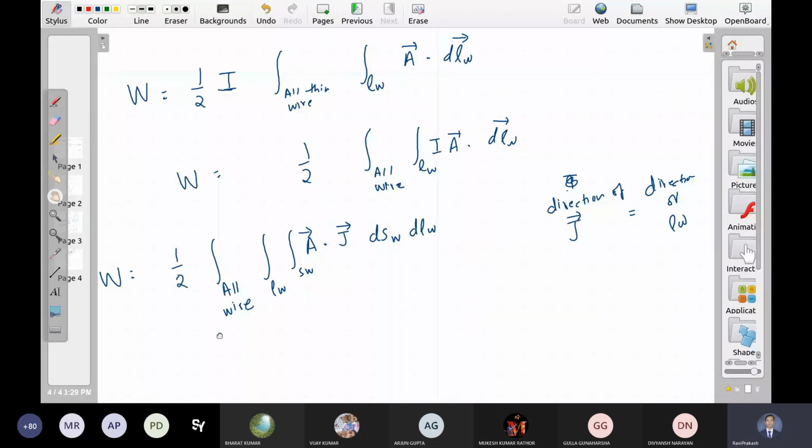Is it clear? Is this step clear? Sir, why A dot J? A dot DL is acceptable. See, A dot DLW into I. What is I? The current, J dot DLW ds, J ds, right? Now I remove this vector sign from here and put it here. Any problem? No sir, both are parallel. Yes sir. So A dot J and DLW DSW as it is. Okay. Right sir.